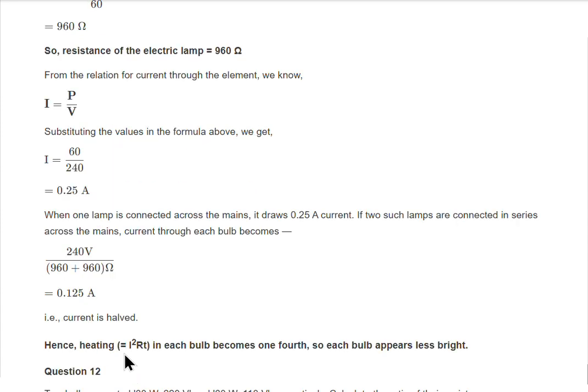So current becomes halved. Heat energy is I square RT, so current becoming half means heat energy depends on the square of current. One half square is one fourth, so heat energy will be one fourth. So each bulb appears less bright, since only one half of the original current is passing through it. So what is the meaning of that?